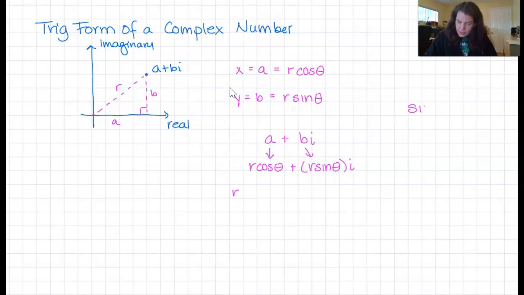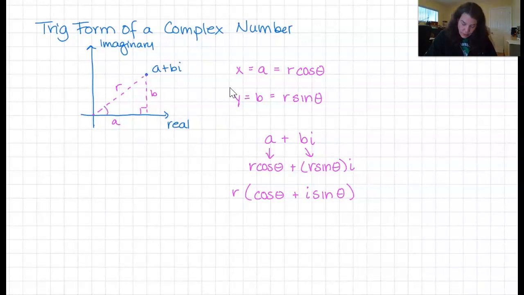And then, if I just have sine theta i, if I don't put the sine theta in parentheses, this actually means this, which is not what I want. I don't want the i included with the angle. So we're going to just move that i out in front. So it's going to look like this. Cosine theta plus i sine theta. And that is trig form of a complex number.